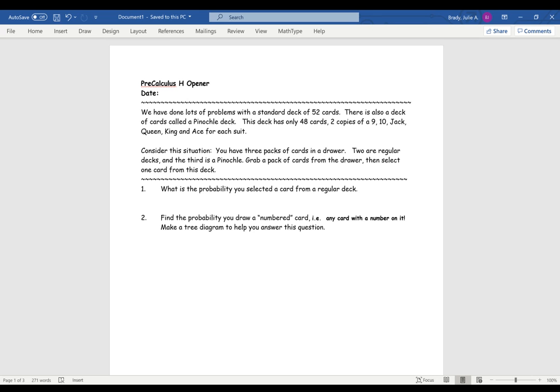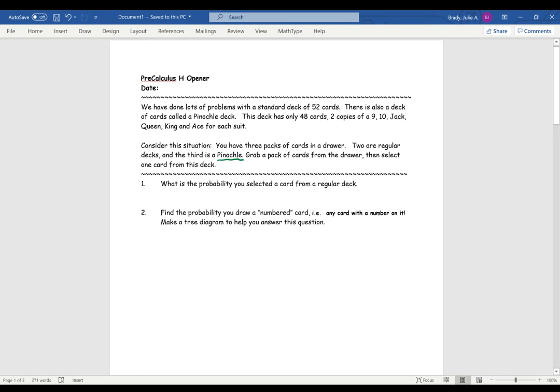Okay, so I picked this one because when I was little, my grandma used to play this game called Pinochle with her girlfriends. And so when I was writing some problems, I thought I would investigate that a little bit.